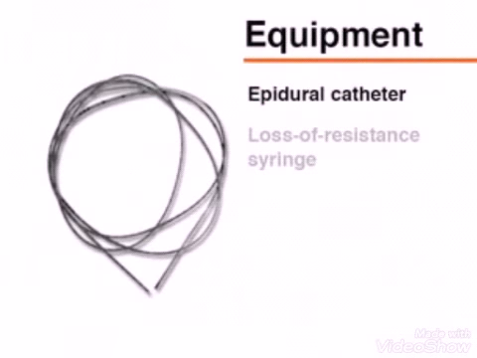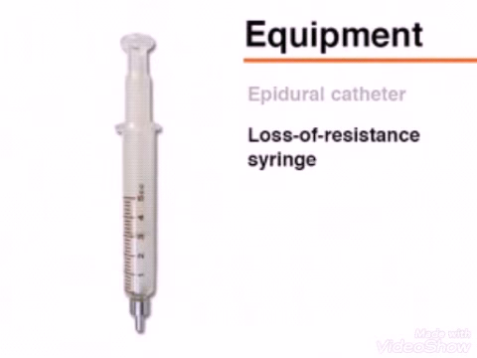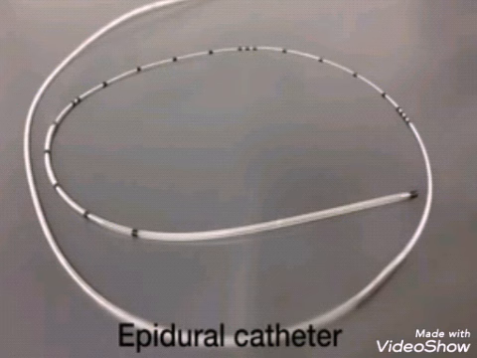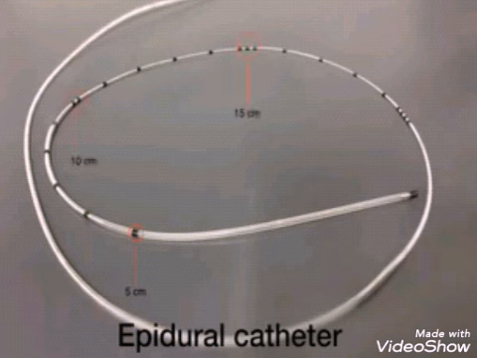Finally, the kit should contain an epidural catheter and a loss-of-resistance syringe, which is a low-friction syringe specifically designed to help identify the epidural space. The epidural catheter has markings starting 5 cm from the tip, with markings at 1 cm intervals and specific markings at 5, 10, 15, and 20 centimeters.